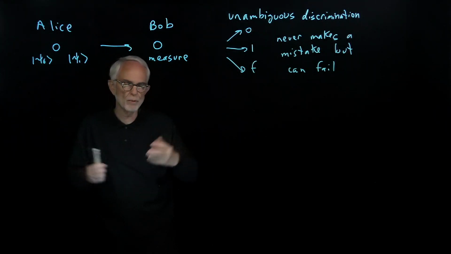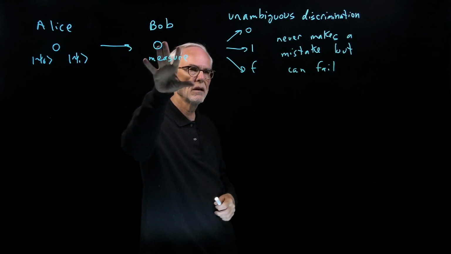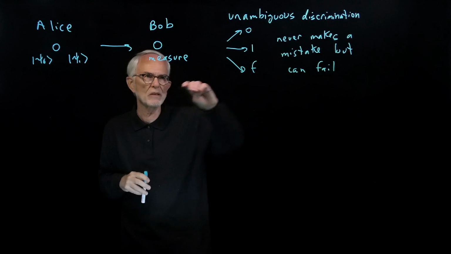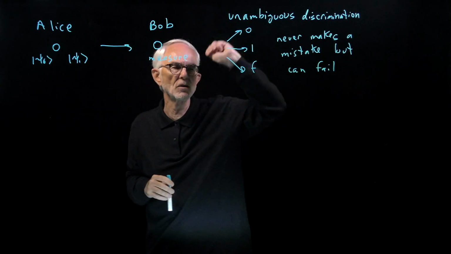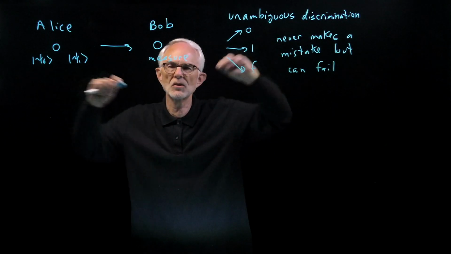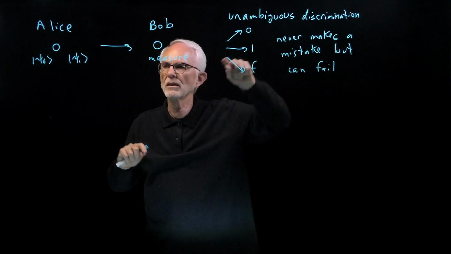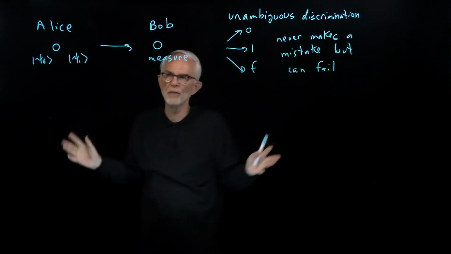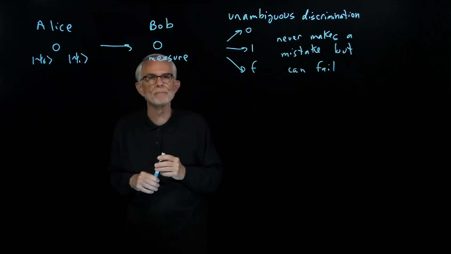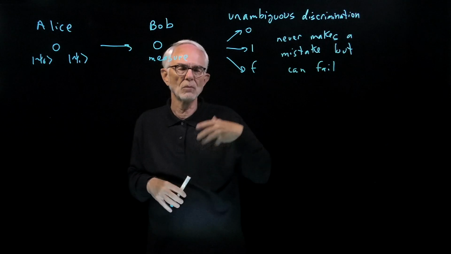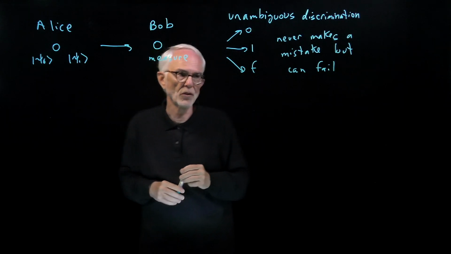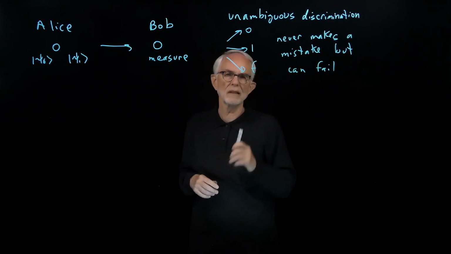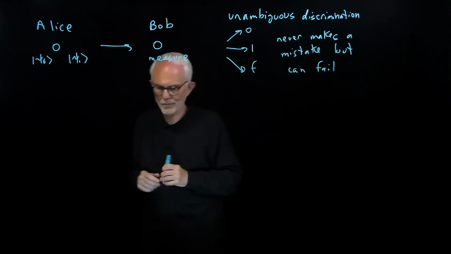So in other words, you put the qubit into an unambiguous discrimination machine, and it spits out one of these three things. It either tells you 0, which definitely means it's psi 0, or 1, which definitely means it's psi 1, or it spits out an F, which says, sorry, the measurement failed. I can't tell you anything. And the idea, in most cases, is to try to minimize the failure probability. But it turns out, in what we're going to be doing, that's not necessarily what you want to do.